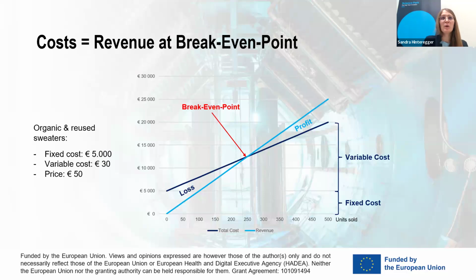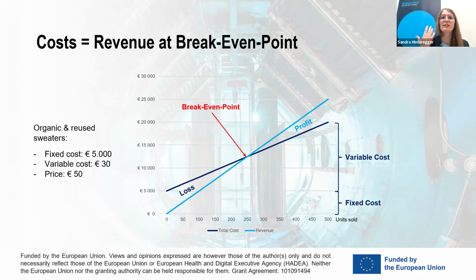In our example here, we produce sweaters from organic and reused materials. We see we have here fixed costs of 5,000 euros. They include the equipment like knitting and printing machines and the salary for the employee who does all the design and production. Our variable costs here are 30 euros per sweater. And this includes the organic materials we need to buy, like wool and recycled fibers and the sustainable packaging. And the price per sweater is 50 euros.